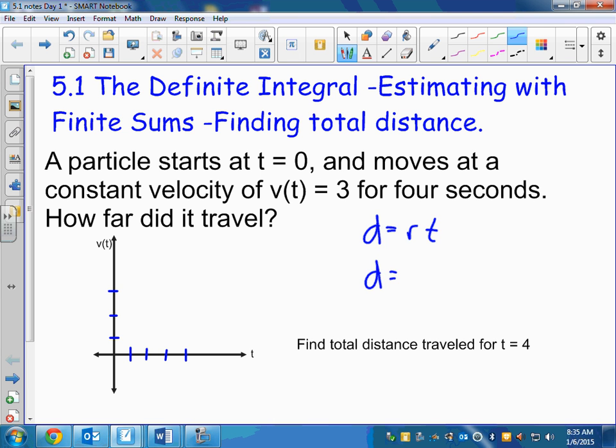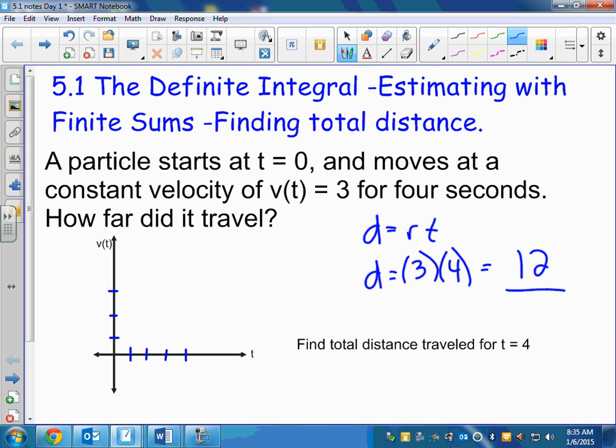There we go. The rate is the velocity, so that's 3, and the time is 4 seconds. So we can say we know the total distance traveled is 12. Do you agree with me on that? Whatever units happen to be on there.